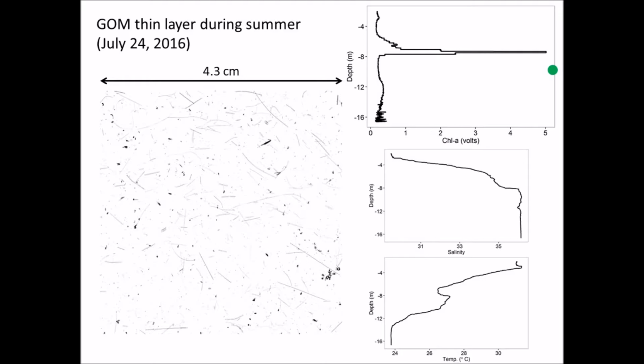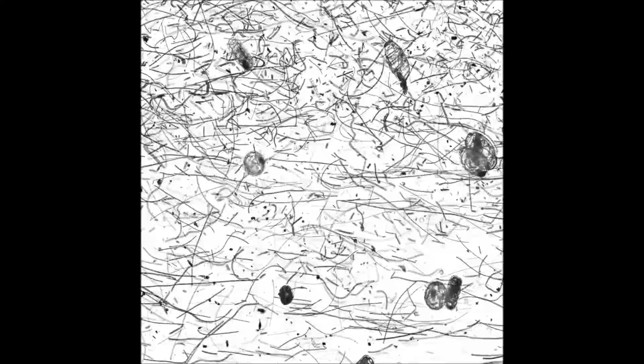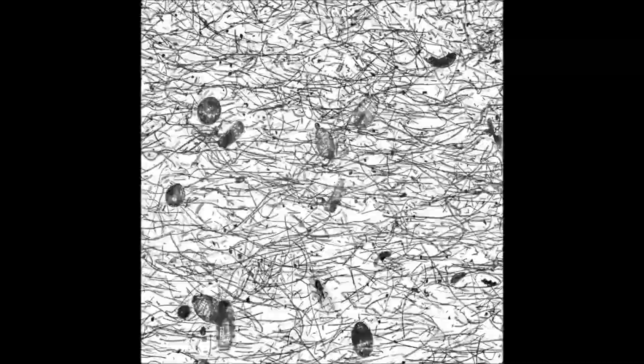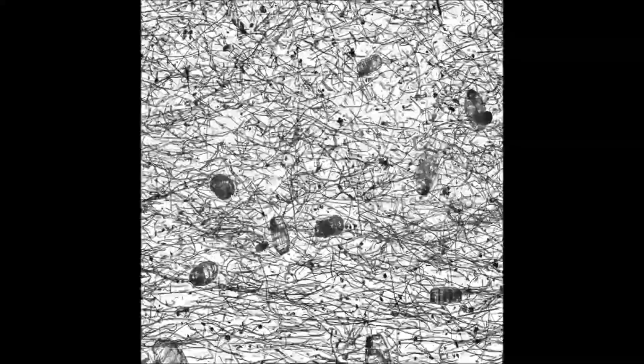And so I'm going to show a video of one of these tows up through the thin layer. Essentially, this is what you would see if you were on the ship looking at a live feed. A lot of these little hair-like things are diatoms. Some of the smaller dots are copepods. The green dot is here, and it's going to move across the screen. It's going to show you exactly where you are in relation to that layer.